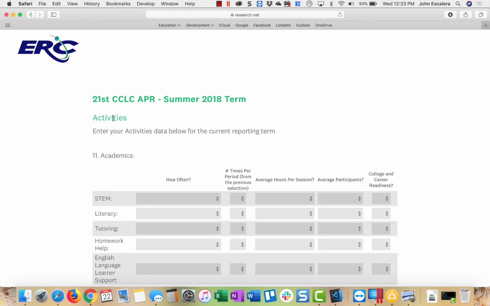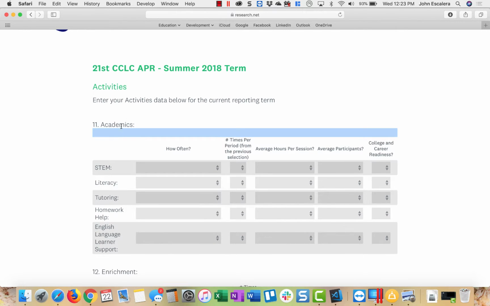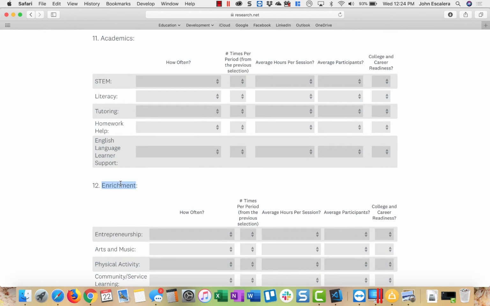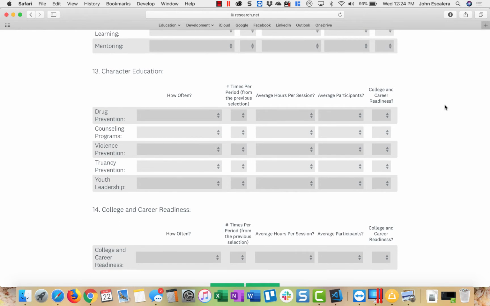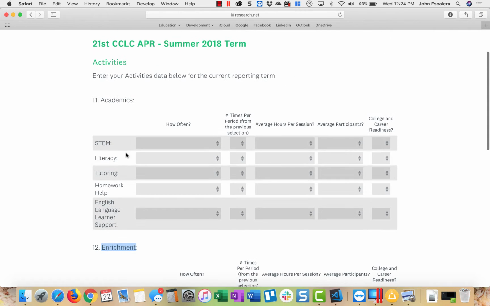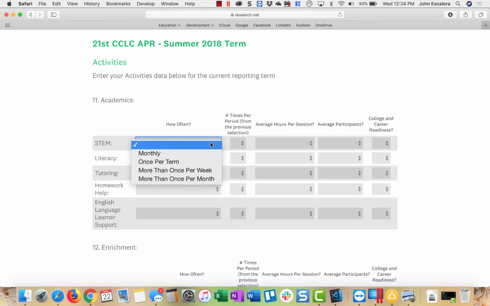So now they're asking us about activities, and there are certain subcategories of activities. They're grouped into academic activities, enrichment activities, character education, and college and career readiness. Okay. Now there are several subgroups to these groups here, but what's nice about this is they're asking the same questions over and over again. So you'll notice that for every subgroup here, I just have to answer the same questions again, and these pull downs are going to be the exact same for every subcategory.